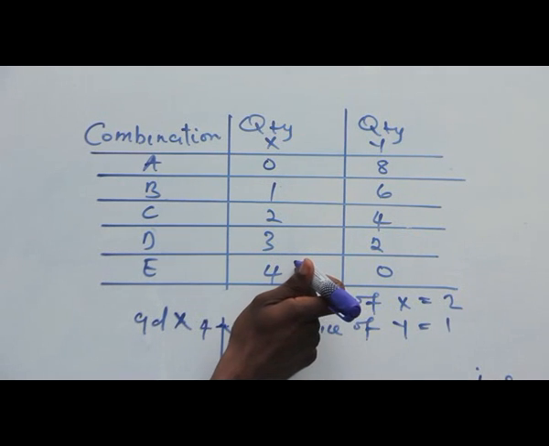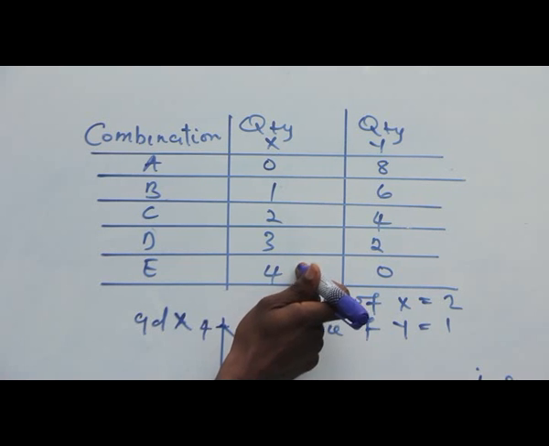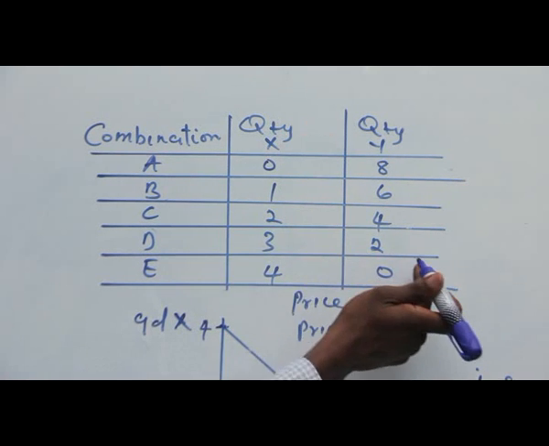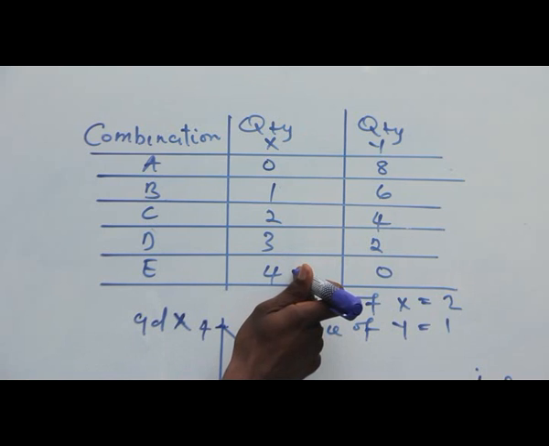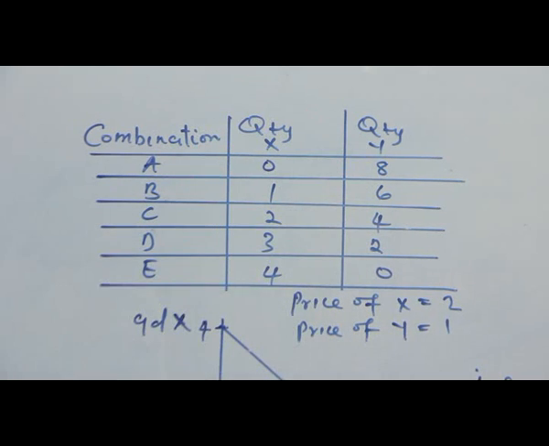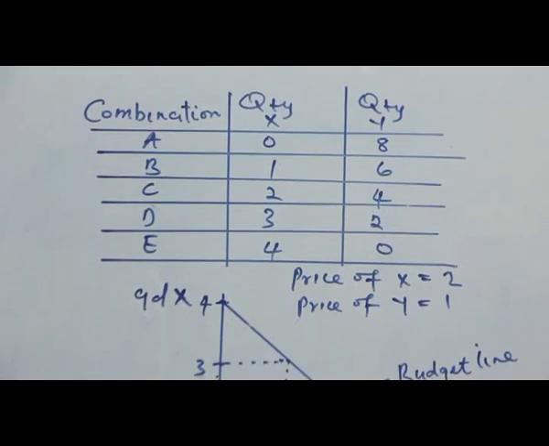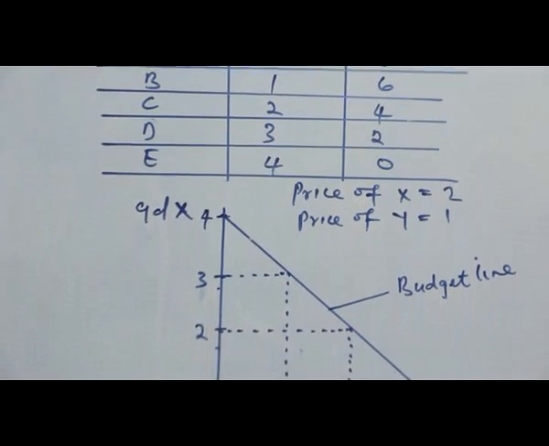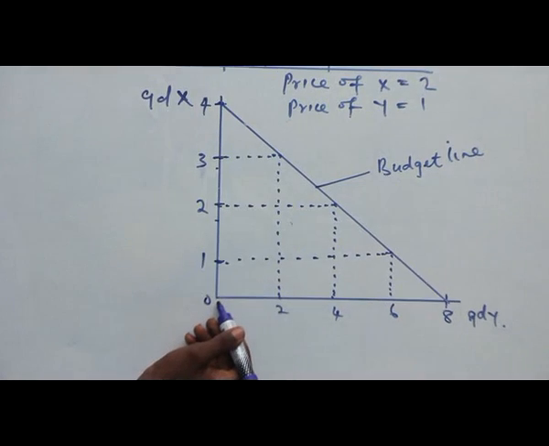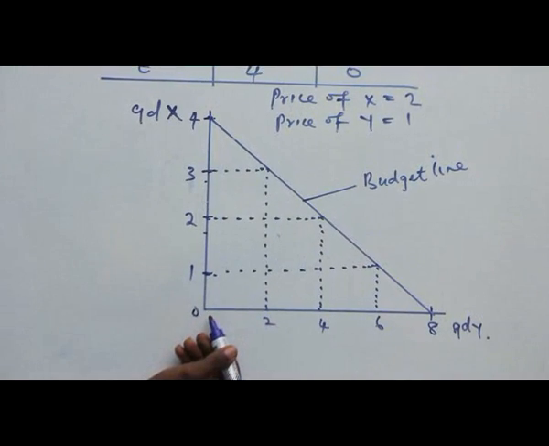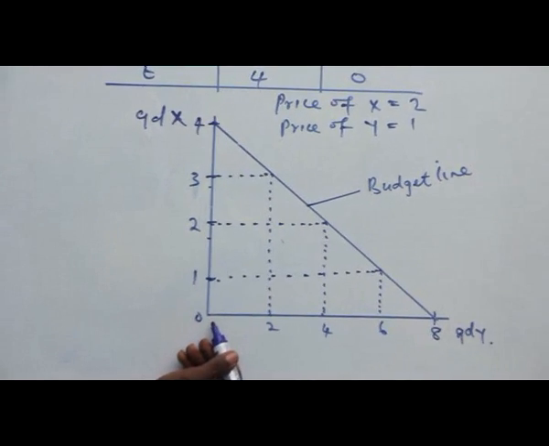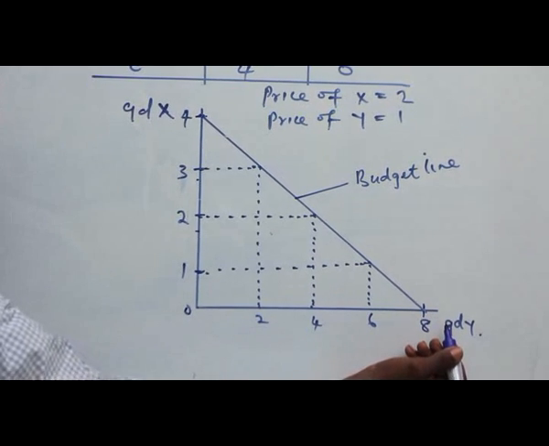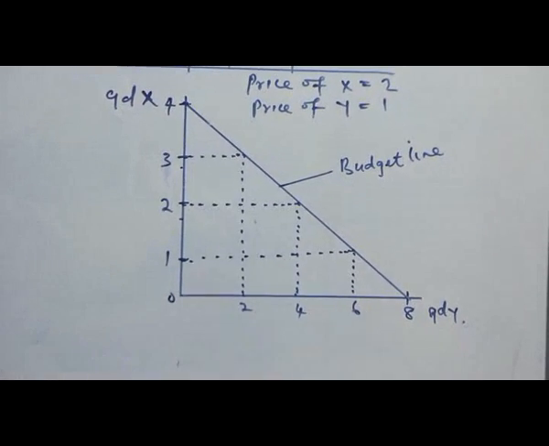But assuming that the consumer wants only good X without good Y, it means he will go for 4 quantity of good X. Now, let's look at the diagram, the curve that we have below the table. Looking at this axis, which is the commodity X axis, that is good X. Looking at the horizontal one, we have good Y over there.